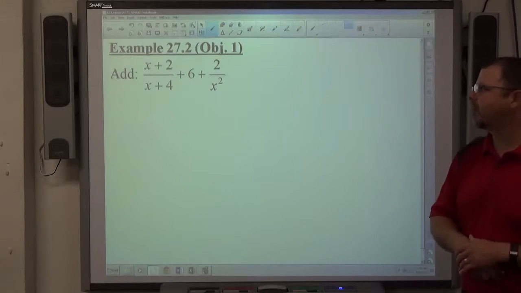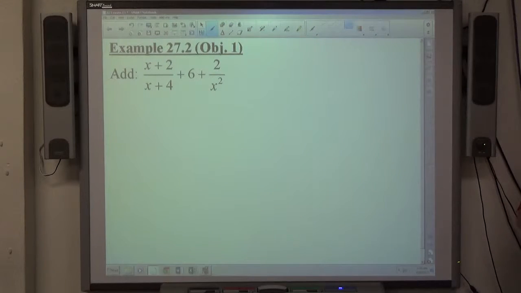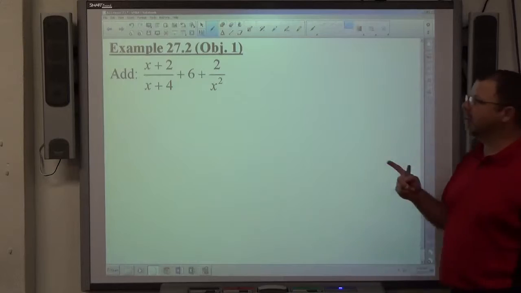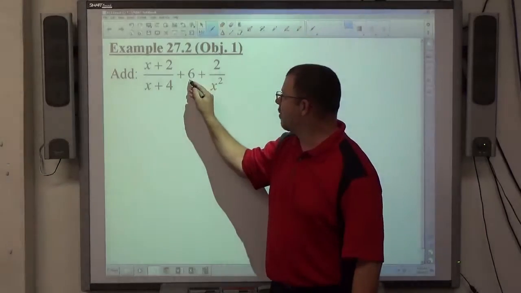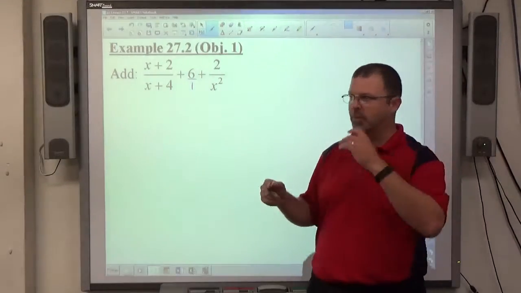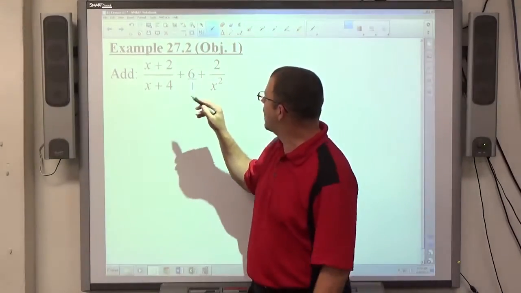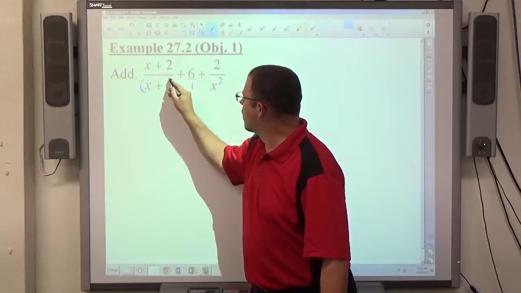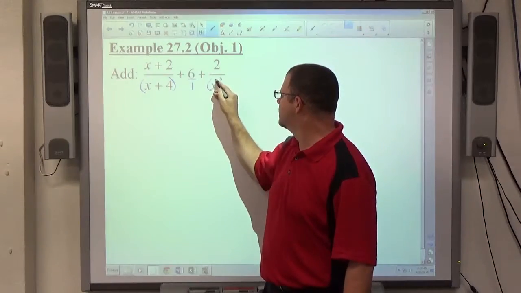2, add (x plus 2) over (x plus 4) plus 6 plus 2 over x squared. Once again, looking at these denominators, 6 is over 1. That 1 is not going to factor into the least common denominator discussion. It just creates a fraction. Look to that part though, so it's not bad to do. x plus 4 and x squared.